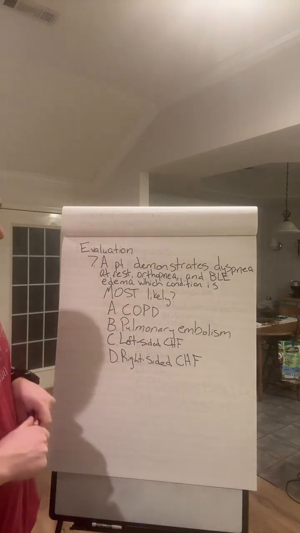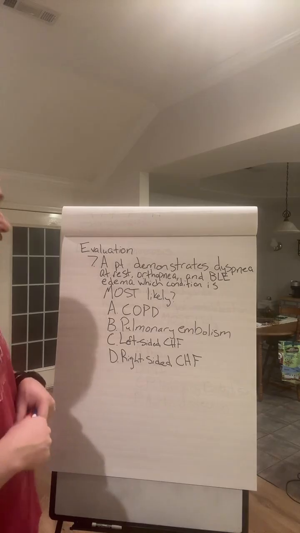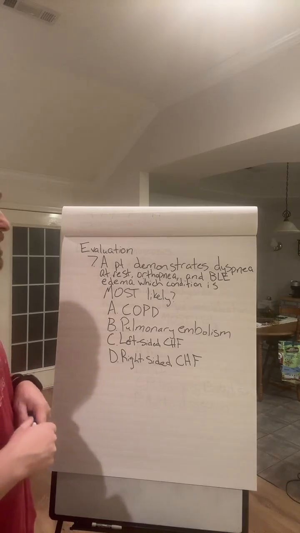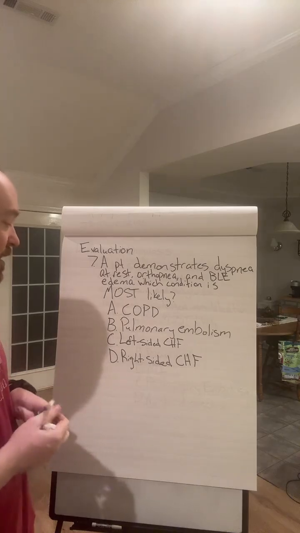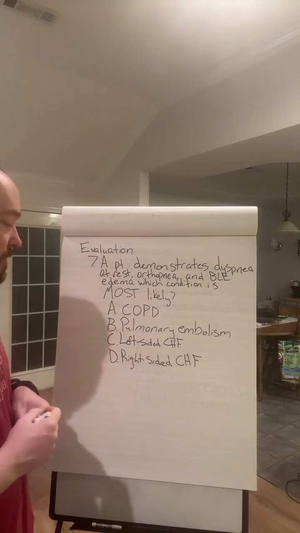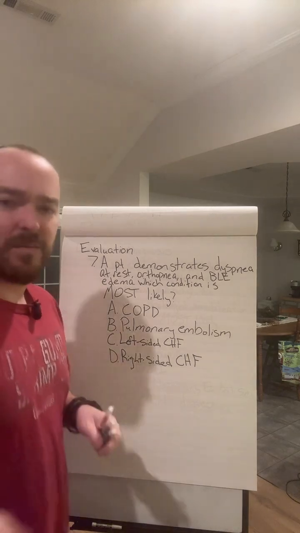All right, evaluation question. A patient demonstrates dyspnea at rest, orthopnea, and bilateral lower extremity edema. Which condition is most likely? A, COPD, B, pulmonary embolism, C, left-sided congestive heart failure, or D, right-sided congestive heart failure. Let you guys take your time.